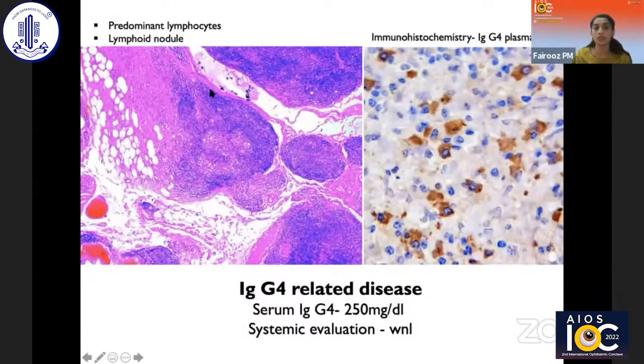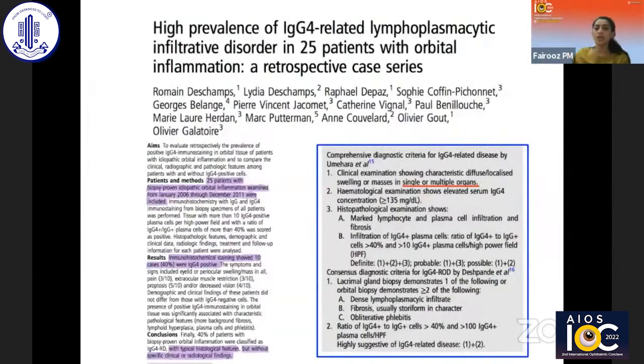And you can see there are predominant lymphocytes and a lymphoid nodule. The immunohistochemistry also showed IgG4 in plasma cells, and the serum IgG4 was much, much higher. The normal level is 135, and this has elevated to 250 milligram per deciliter, and this was diagnosed as IgG4 related disease. So this is a very interesting paper which was published, and they found that in 25 patients with biopsy proven idiopathic orbital inflammation examined, around 40% were IgG4 positive. So this is something that we have to keep in mind with patients presenting with idiopathic orbital inflammatory disease.